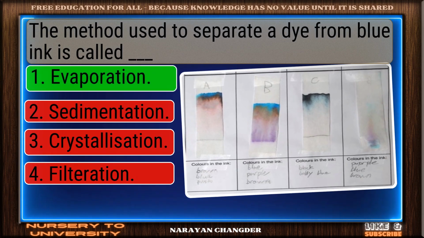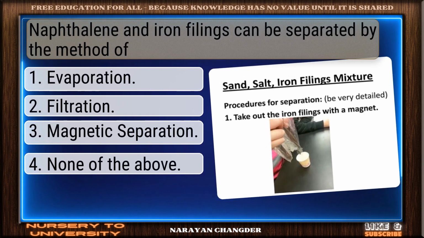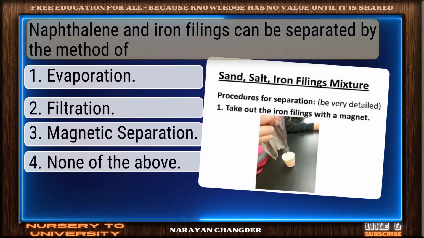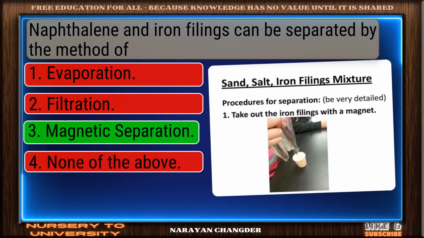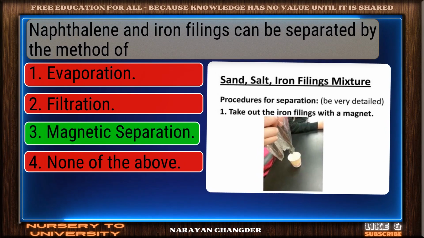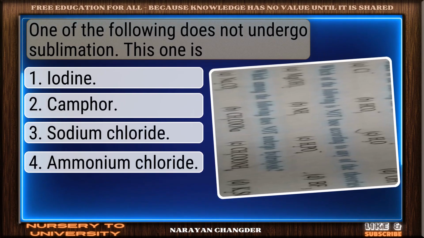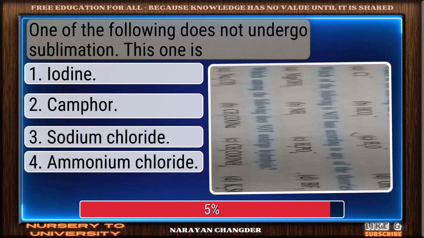Well reasoned. Evaporation is the correct choice. Question number 130. Naphthalene and iron filings can be separated by the method of. Good thinking. Magnetic separation is the right answer. Question number 131. One of the following does not undergo sublimation. This one is.